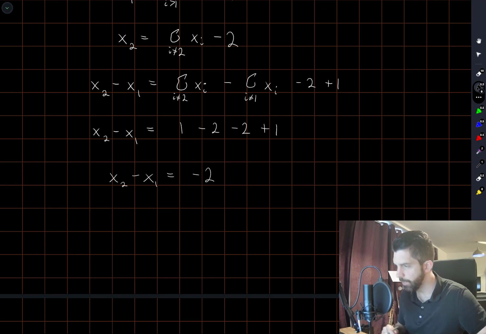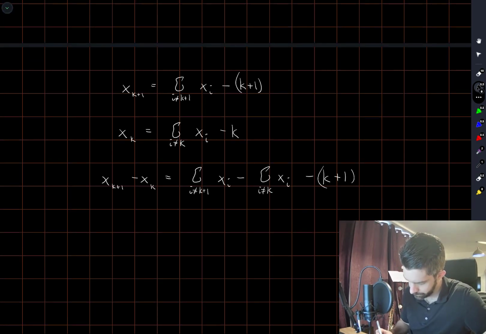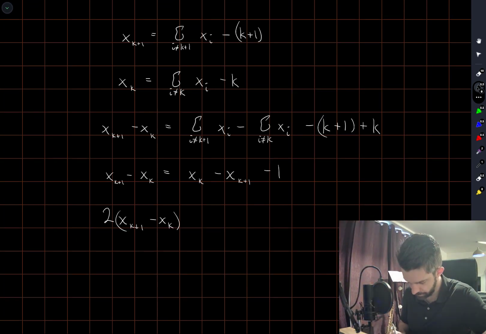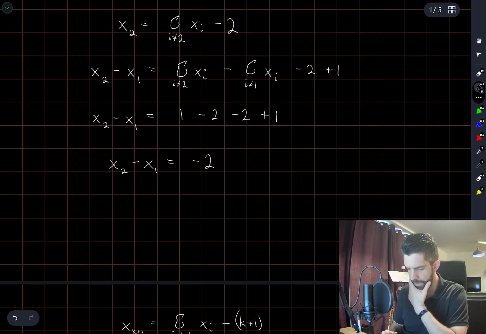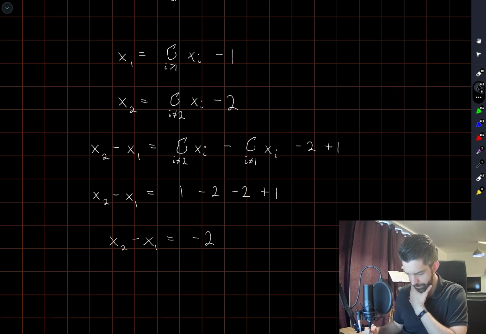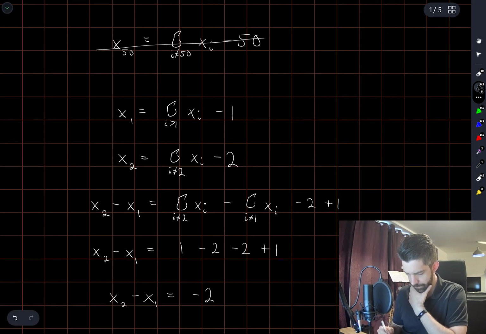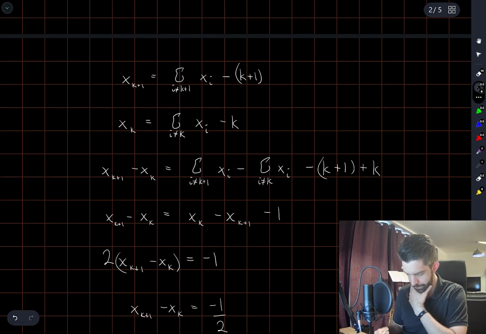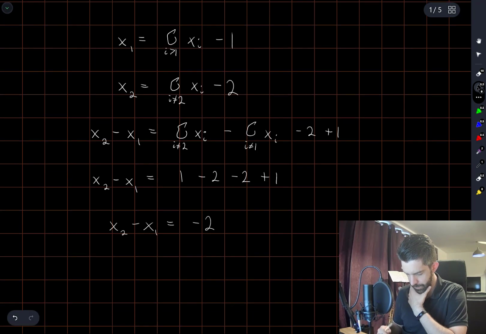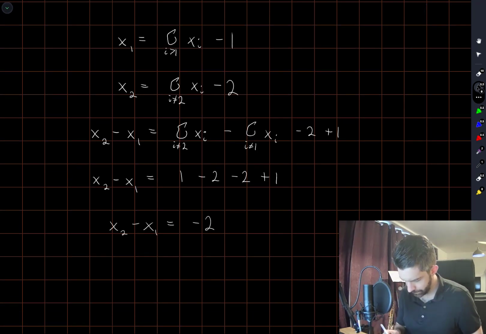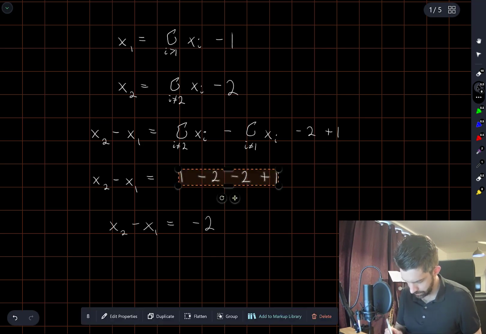Okay, I'm gonna do this again for a general value of k and k plus 1 and see what I get. Did I make a mistake somewhere earlier? Yeah, this should not be 1 and 2. It should be, this should be an x1 minus x2.